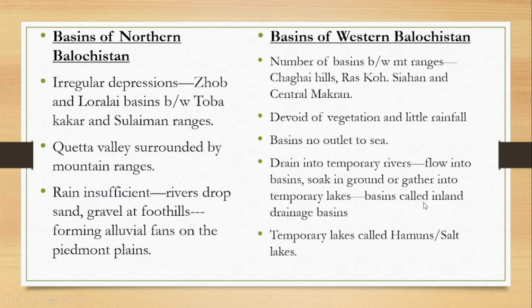and that basin, that temporary river, is actually an inland drainage basin because it's collecting the water and it's inland. It has no outlet to the sea. That's why the word inland. Then this temporary lake is also called a Hamun or a salt lake. Why a salt lake? Because when the water gets evaporated from that basin or the temporary river, what is left behind is salt, a crusty layer of salt, which is also called a salt pan, and that's why it's called a salt lake.